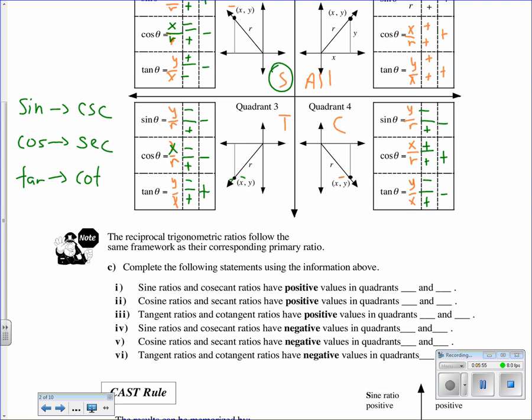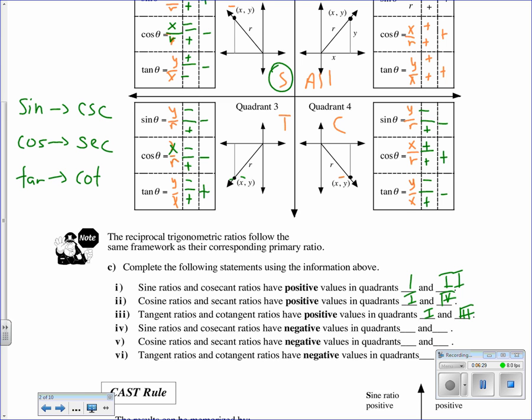Sine and cosecant, so that's talking about the same thing, they have positive values in both quadrant 1 and quadrant 2. Cosine and secant ratios, that's both talking about the same relationship. That's where C and All are positive, so that's quadrant 1 and quadrant number 4. Tan and cotangent are both positive in quadrant number 1 and quadrant number 3.